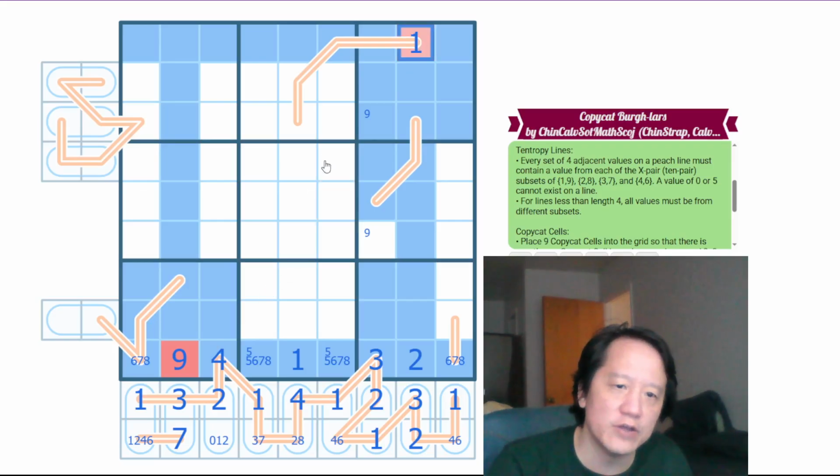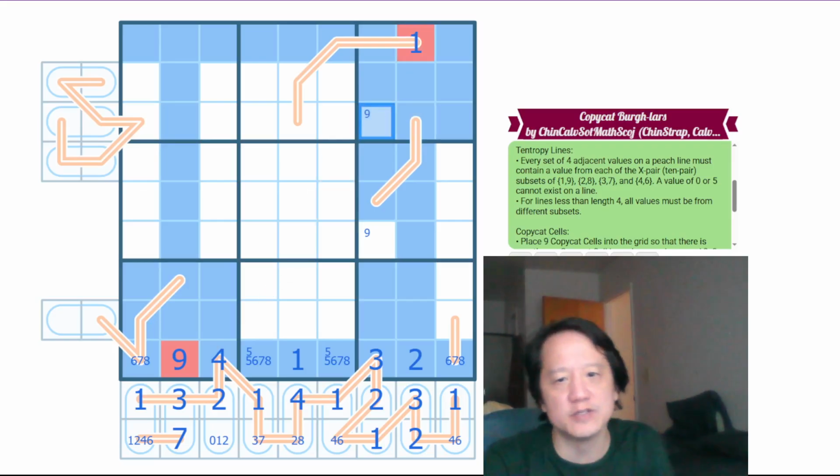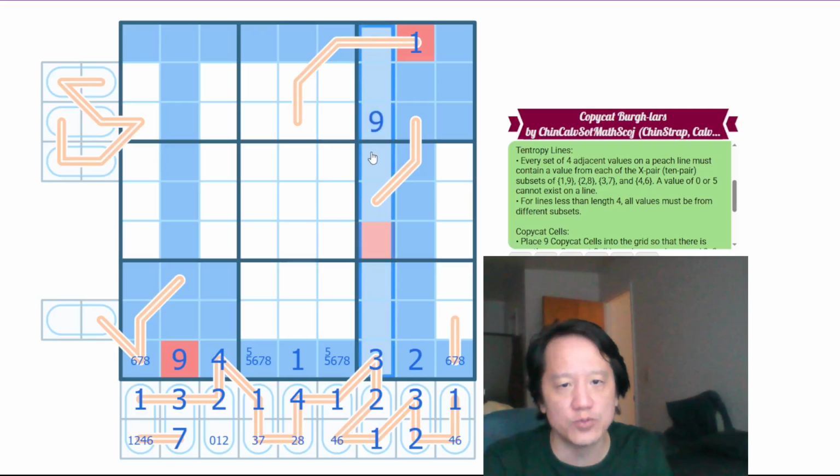So this is value. This means this is not copycat. This must be value 9 here. This can't be 9. It's the copycat in column 3 to add up to 21. And that means a 9 has to be there.